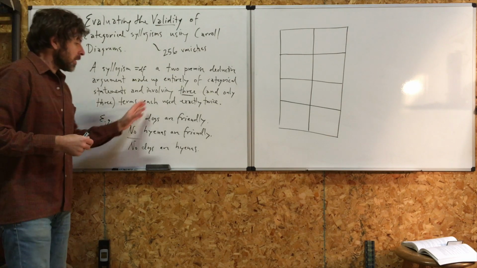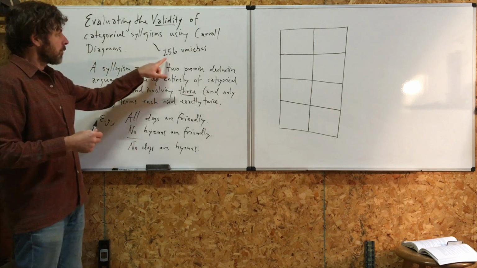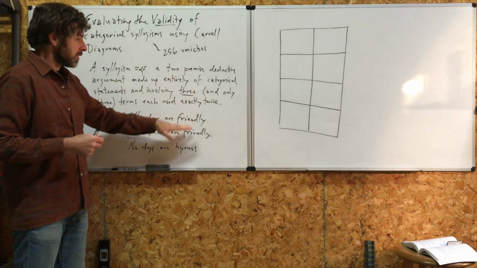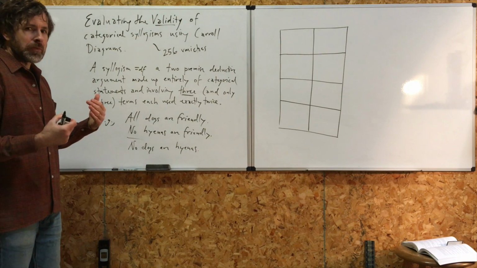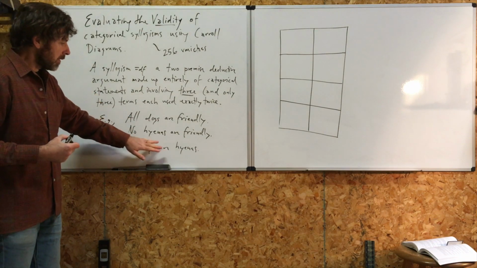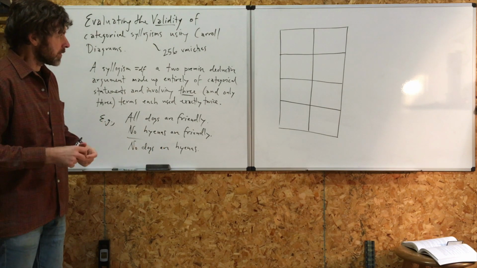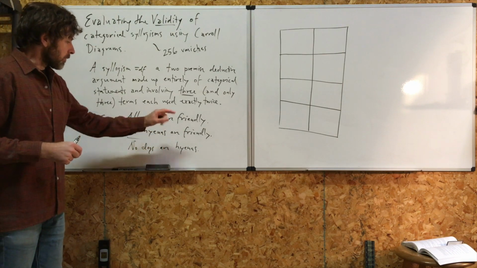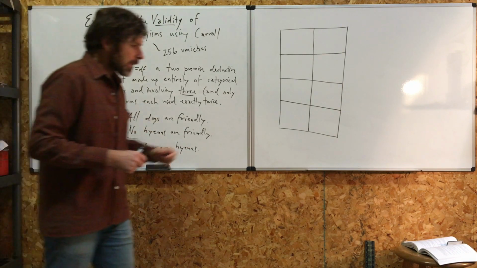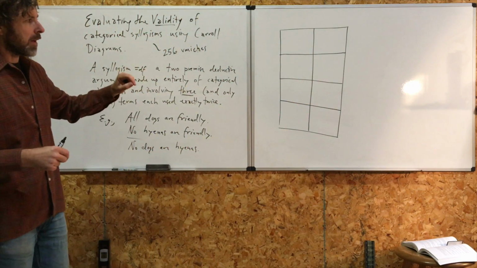It turns out, if you follow this kind of setup here, you wind up with only 256 kinds. All right? We're going to be learning a technique for testing the validity of such categorical syllogisms. So we have an example right here. All dogs are friendly, etc. Let's Carroll diagram this.